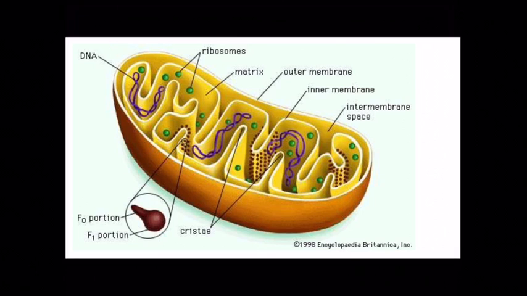Anyway, so those proteins have been made by the ribosomes. They are embedded in that inner membrane, and those are the proteins where the electron transport chain happens across.